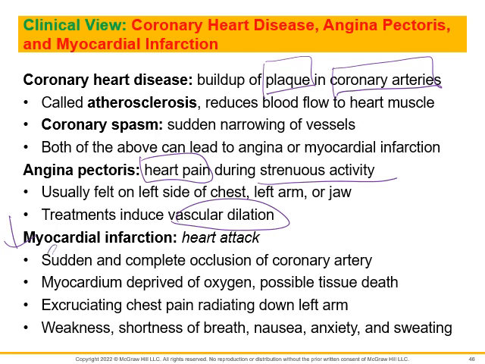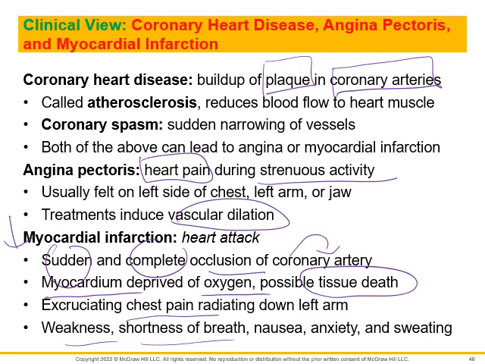Myocardial infarction, that's the anatomy term for heart attack. So this is some sort of sudden or complete occlusion of the coronary artery. The myocardium doesn't have oxygen. It could cause tissue death. And remember, cardiac muscle can't regenerate, right? So if you're damaging your cardiac muscle, it's not going to regrow. Can't do mitosis. So chest pain, weakness, shortness of breath, nausea, anxiety, sweating, probably going to trigger lots of adrenaline, right? Hormone production.